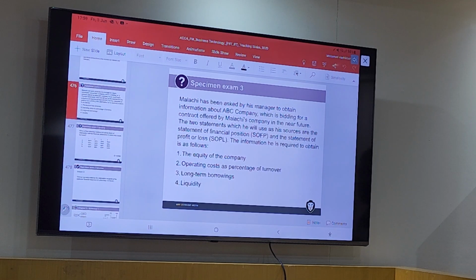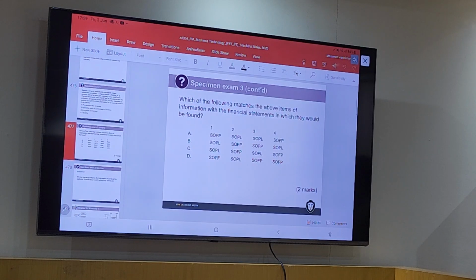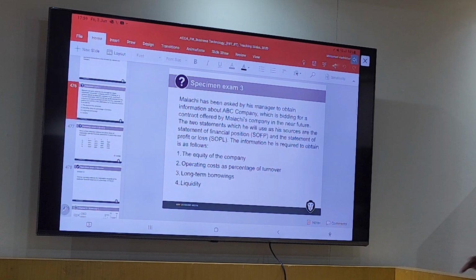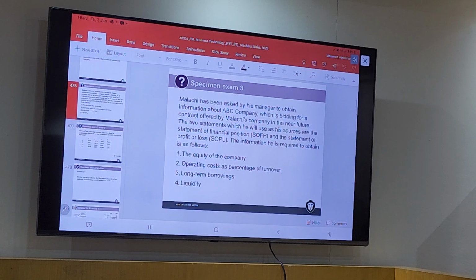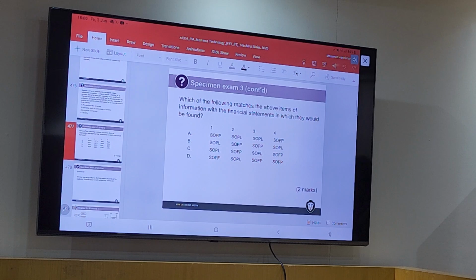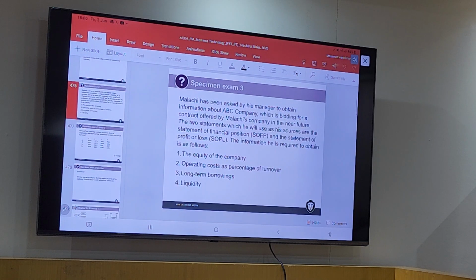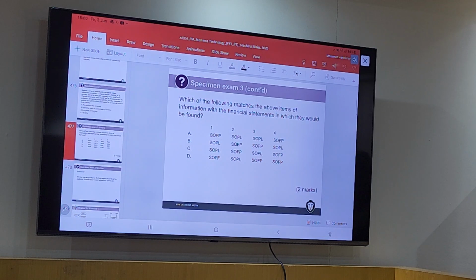First, equity of the company. Where will you get the equity of the company? Statement of changes in equity, but they don't give that one. They only give two for you. So, statement of financial position. So the first answer should be statement of financial position. So A or D, cannot be B or C. Correct? The second one is operating cost as a percentage of turnover. For that we need SOPL, so still we cannot eliminate. It's again A or D. Third one, long-term borrowings: SOFP. So D is done.